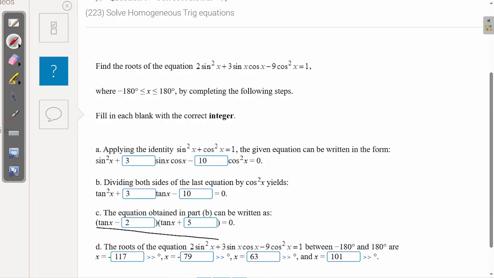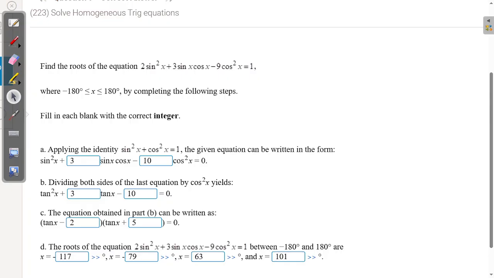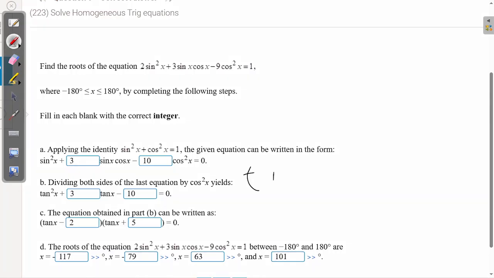And then you factor it, so you can put this on the calculator, mode 5 3. You put 1, 3, negative 10. You get 2 and negative 5, so you switch the signs, you make minus 2 plus 5. So basically now the last part, they want the roots of the equation. We know that tan x equals 2 and tan x equals negative 5.